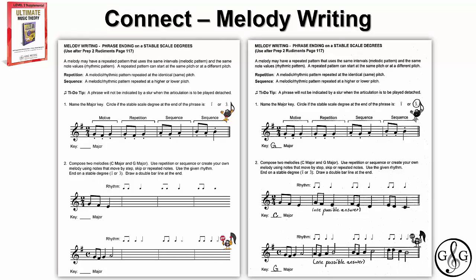What I want to show you here is the workbook and the answer book pages. Students are composing and learning about motive, repetition, and sequence. And although each student's compositions will be different, in the answer book you will see one possible answer, and it's written right in the answer book. And this is simply an example of what is expected for an answer. So it's just really a guideline.